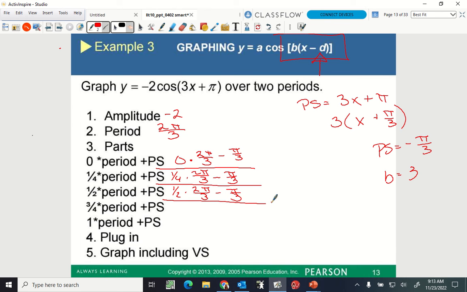So let's see. 3/4 times 2 pi over 3 minus pi over 3. And then I get 1 times 2 pi over 3 minus pi over 3. And so it changes my math here. It changes my math, so I apologize on this if you did write it in there.